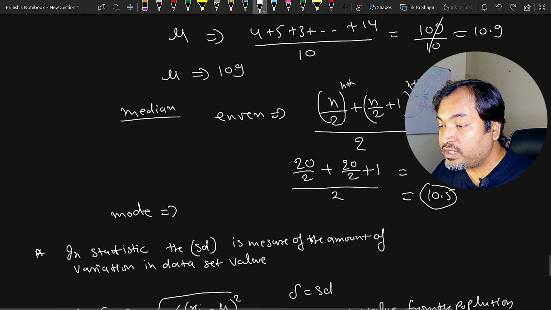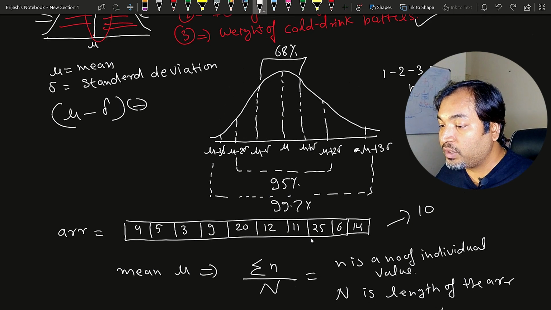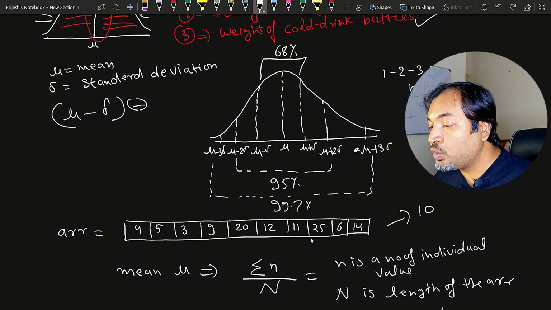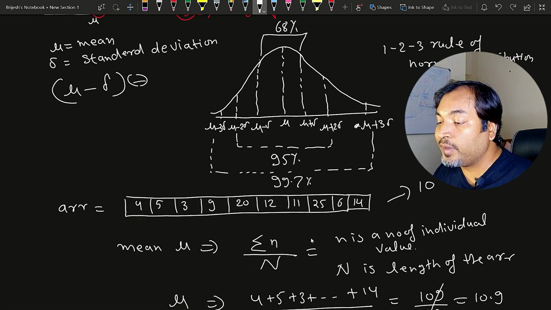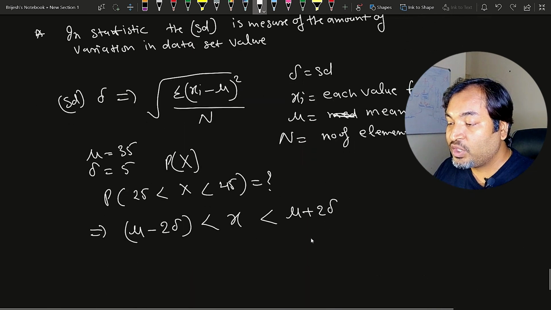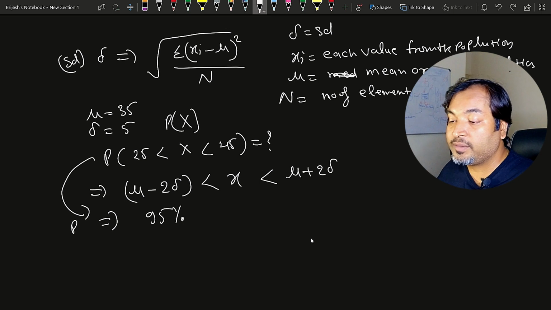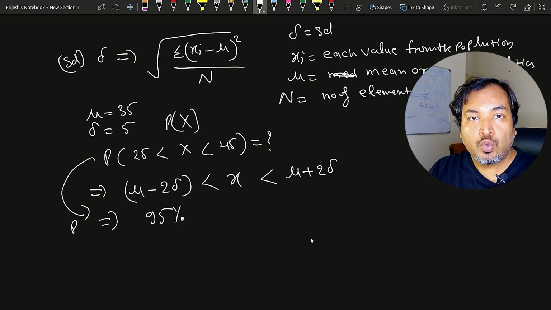Now just go to the graph which we have shown. If our range of probability is from mu minus 2 standard deviations to mu plus 2 standard deviations, we will get 95% probability. So we can easily conclude that the probability for this problem is 95%, since it lies between mu minus 2 standard deviations and mu plus 2 standard deviations, which comes to around 95%.